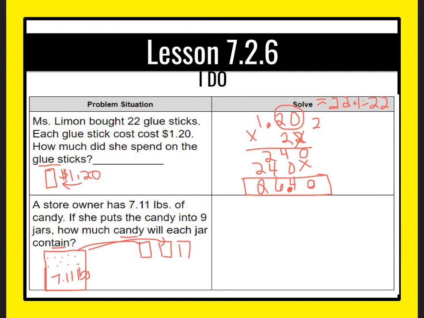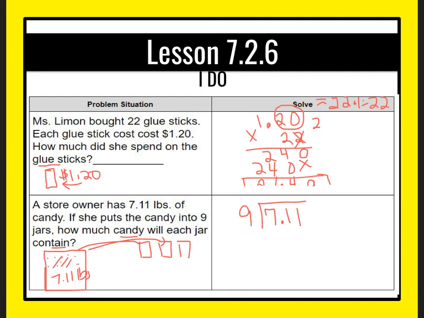So if you stop and think about that, what am I dividing? I'm dividing this huge jar, which consists of 7.11 pounds, and I'm going to have to divide that by the 9 jars. So here's my dividend. My divisor of 9, well, what's nice here is it's already a whole number. So therefore, if it's already a whole number, I don't have to worry about that. Let me make myself some room right here.